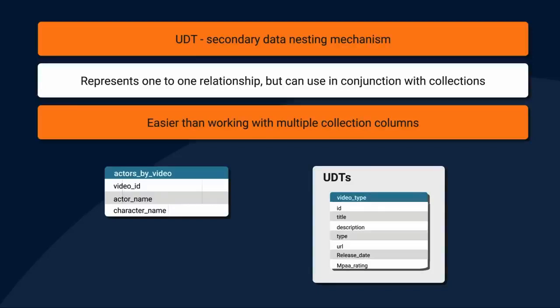UDTs are a secondary mechanism for nesting data. Usually, this occurs when there is a one-to-one relationship. You also have lists of maps or your choice of user-defined types within a single column. Working with UDTs is much easier than working with multiple collection columns. For example, we turn videos into a video type UDT with ID, title, description, and other parameters. Then we put all those videos in a collection column in the videos by user table. Table videos by user nests all videos as a collection in the videos column with the video underscore type.